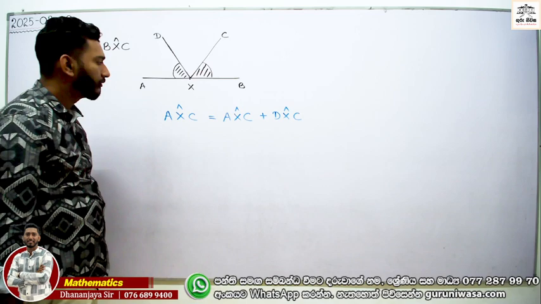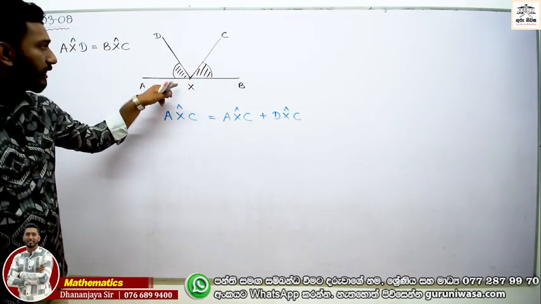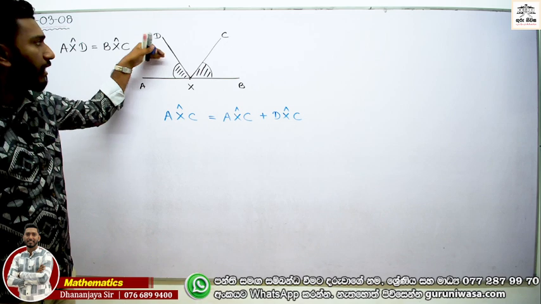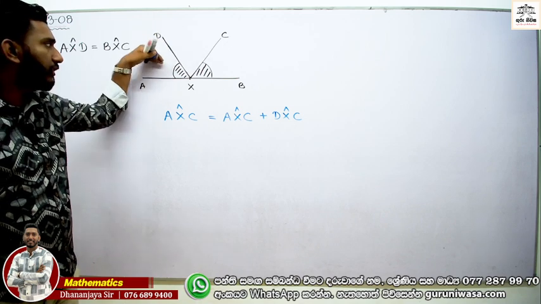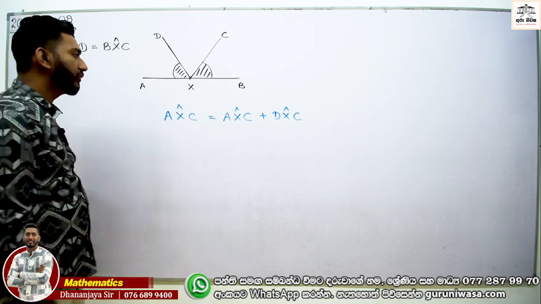Look at that. Angle AXC, the obtuse angle, is equal to AXD plus DXC. This is the sum of these two angles. Right? This is the first sentence.